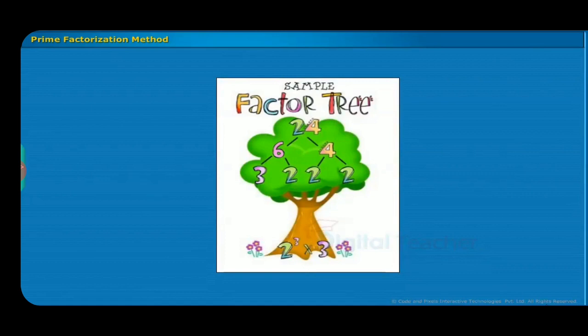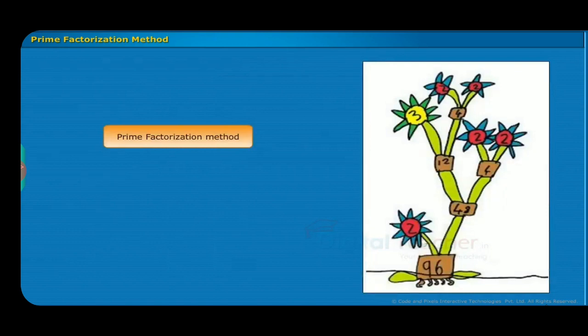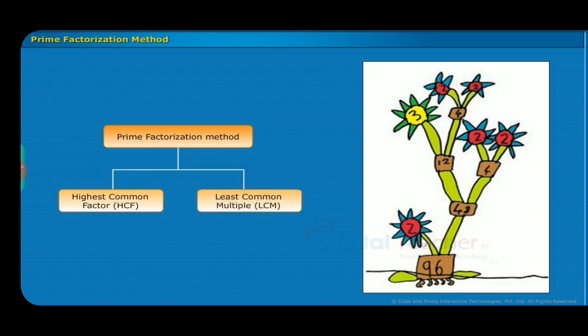Now, let us learn how to apply the fundamental theorem of arithmetic on more than one positive number using the prime factorization method. This method involves finding the prime factors of a given number. This method is used to find the highest common factor, HCF, and the least common multiple, LCM, of the given numbers. Let us look at an example.